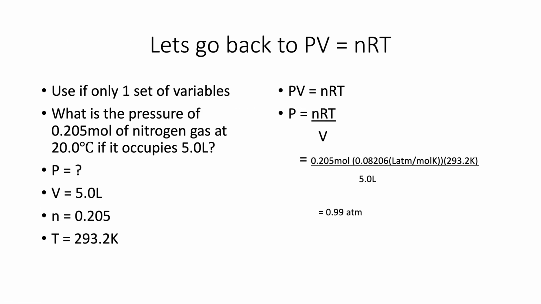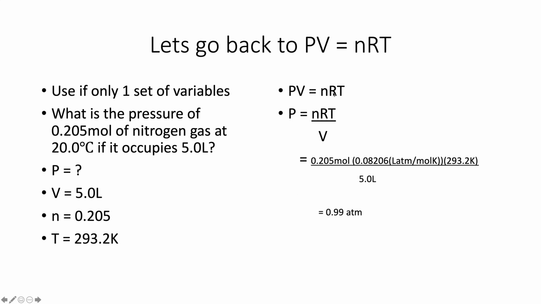Now let's go back to this one, PV equals nRT, if there's only 1 set of variables. So for example, let's do a problem. What's the pressure of 0.205 moles of nitrogen at 20 degrees if it occupies 5 liters? So there's my pressure. We don't know, we're trying to find the pressure, but we're told the volume is 5. We're told the number of moles is 0.205. And we're told the temperature is 20, which is 293.